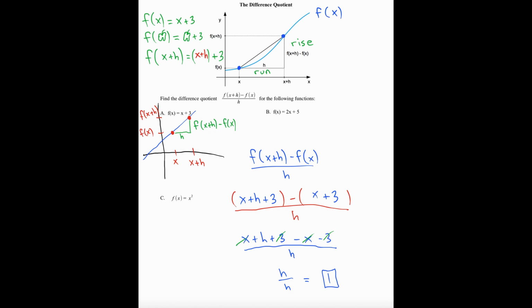Now it seems like a difficult way to find it, but the reason we're able to find the slope this way is because it's linear. The slope is the same everywhere for a linear function. But as we'll see with some functions, they're going to have changing slopes, slopes that can't be just a single number. They're going to have formulas instead. So at this time, go ahead and try B, and then I'll give my answer.